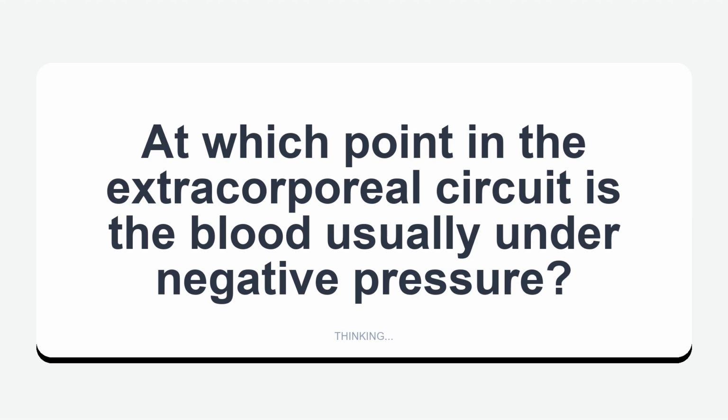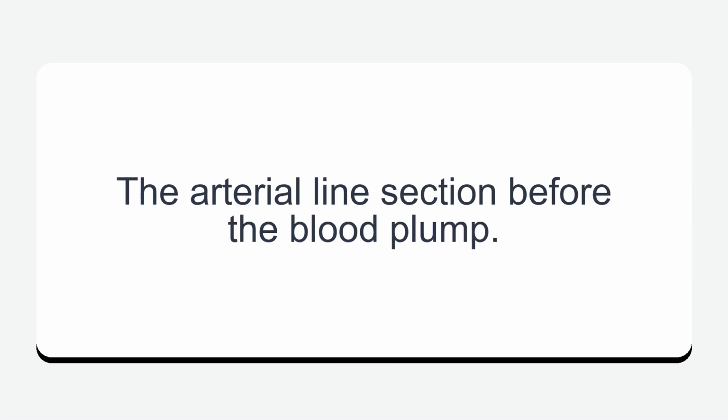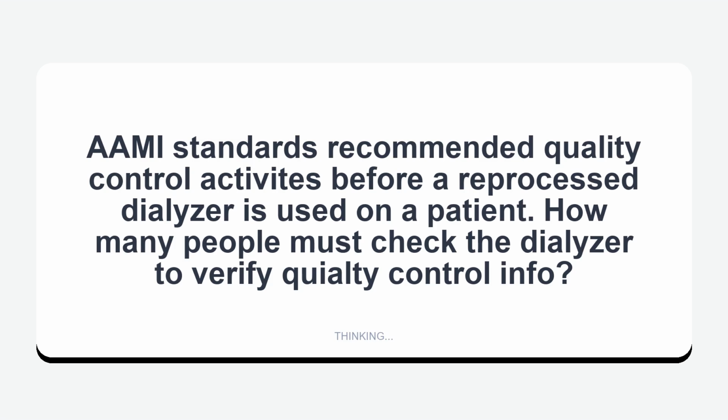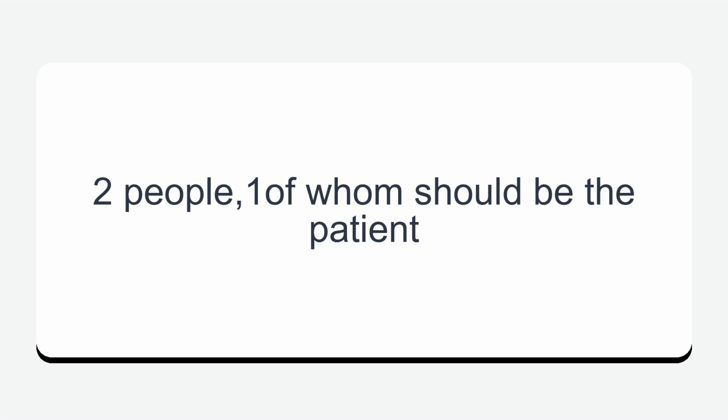At which point in the extracorporeal circuit is the blood usually under negative pressure? The arterial line section before the blood pump. AAMI standards recommend quality control activities before a reprocessed dialyzer is used on a patient. How many people must check the dialyzer to verify quality control info? Two people, one of whom should be the patient.